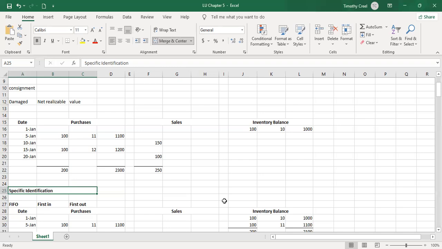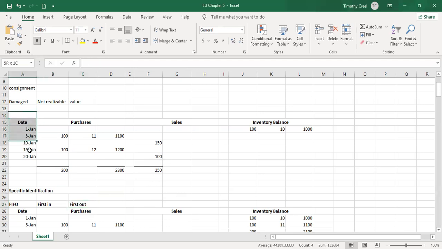So the first method we want to look at is called FIFO. You'll see it here. It's FIFO, and it's called first in, first out. Basically what FIFO means is that all sales are going to be taken out of the oldest items of inventory first and move their way forward. So FIFO, first in, first out. The oldest items come out of inventory first when making sales.